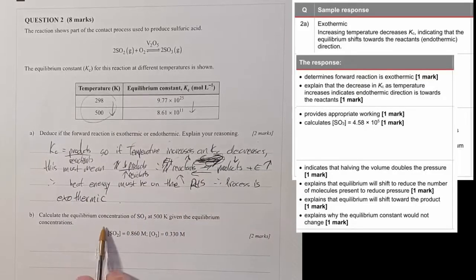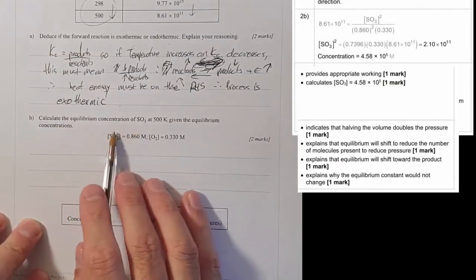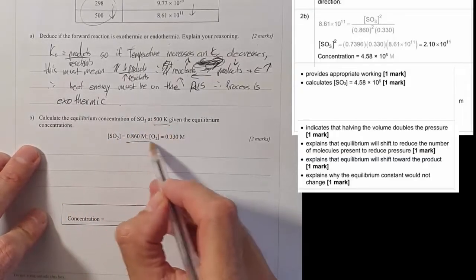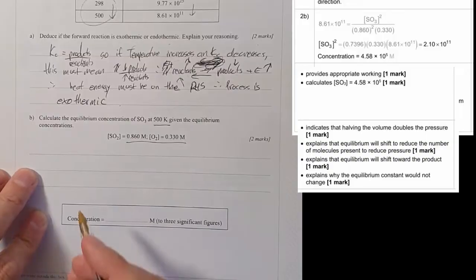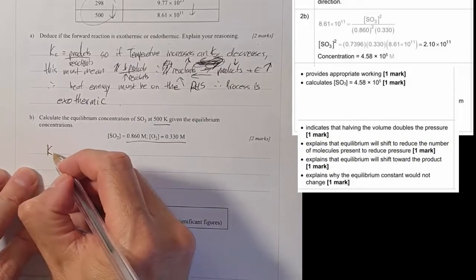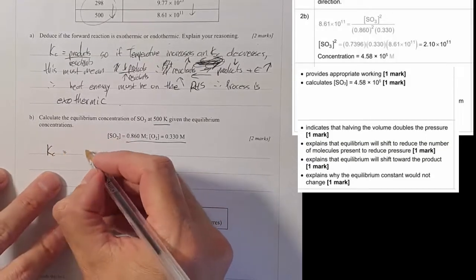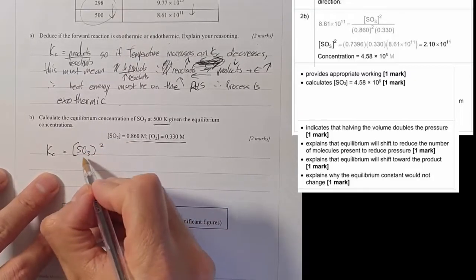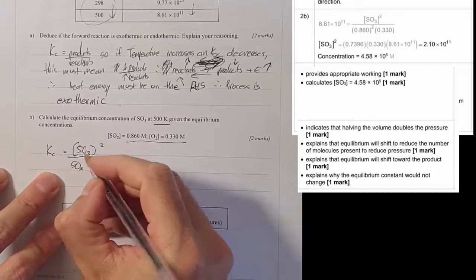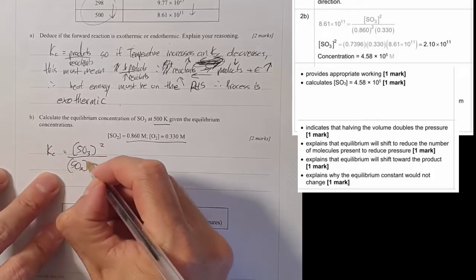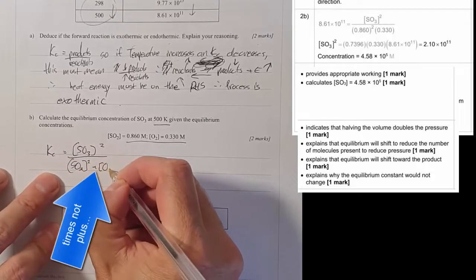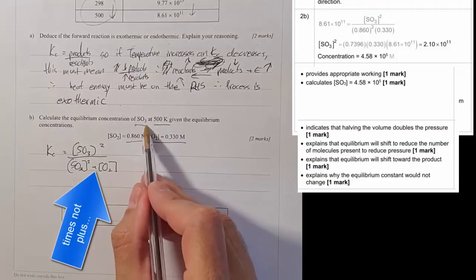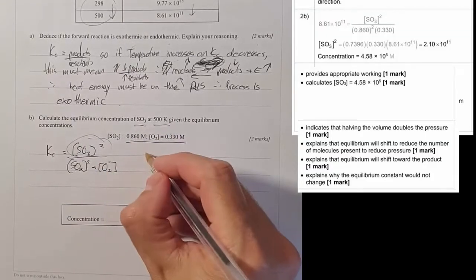That should be fine for that. Okay, calculate the equilibrium concentration given these values. Alright, so what's the expression? Products over reactants, so it's SO3 squared over SO2 squared plus O2. Do we have everything else? Yeah, we do. Alright, so we're looking for SO3.